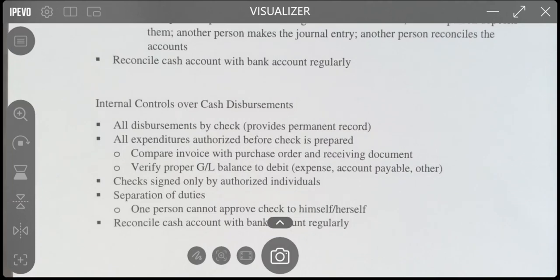The checks should be signed only by authorized individuals. And then once again, we need separation of duties. One person cannot approve a check to him or herself. And again, we reconcile the cash account with the bank account regularly. Right, and those are the usual internal controls over cash disbursements. And that's one thing you will do as an auditor: you will take a random sample of transactions and ensure that the company is adhering to all these important internal controls and limiting the possibility of a theft.